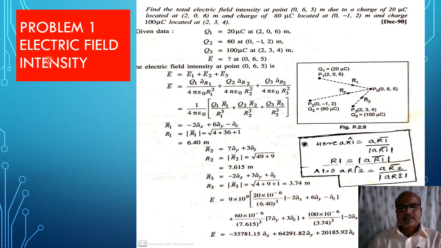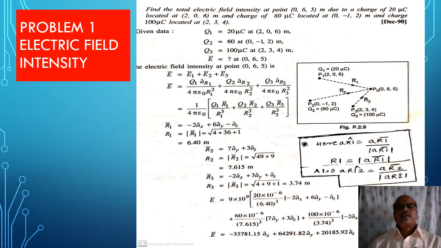Previously we derived the electric field intensity. So take one problem: find the total electric field intensity at point 0, 6, 5 meter due to a charge of 20 microcoulomb located at 2, 0, 6 meter, a charge of 60 microcoulomb located at 0, 1 meter, and a charge of 100 microcoulomb located at 2, 3, 4. So here 3 point charges are given, 20, 60 and 100 microcoulomb, located at different places as shown in this figure.